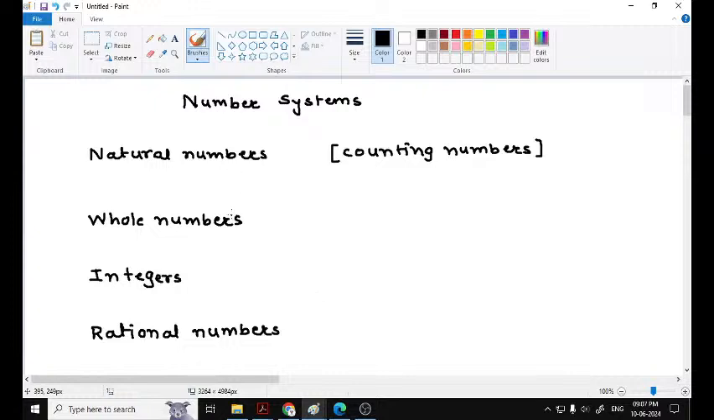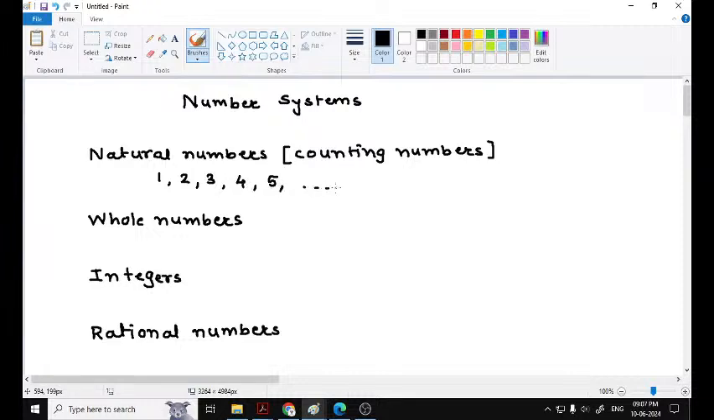Let us revise number systems. Natural numbers, which are also called as whole numbers, start from 1. After 1, the next natural number is 2. After that, it is 3. After that, it is 4. And there are such infinite natural numbers.